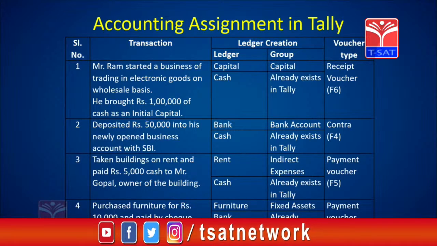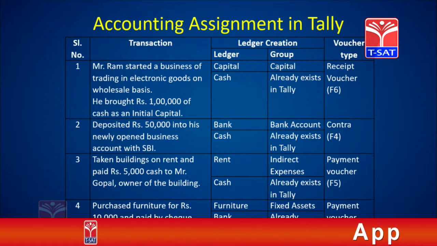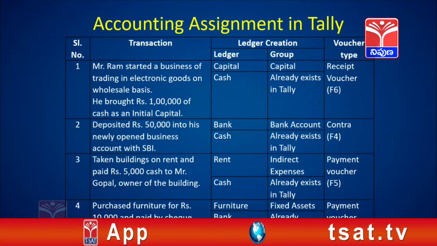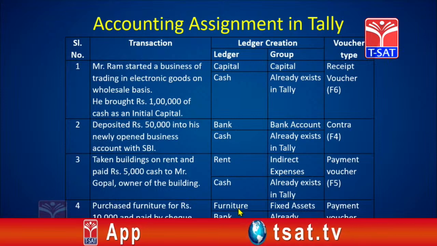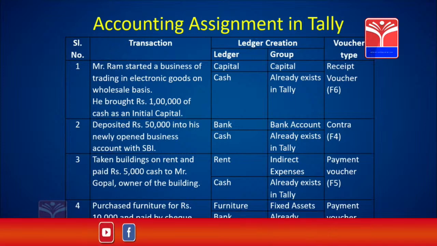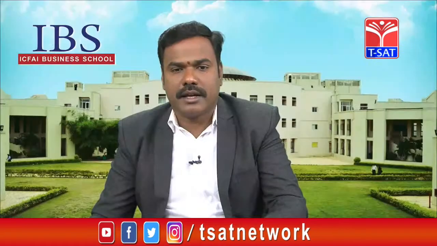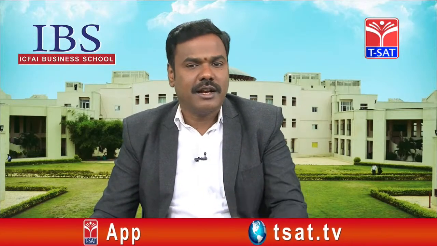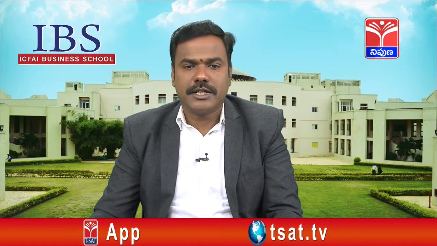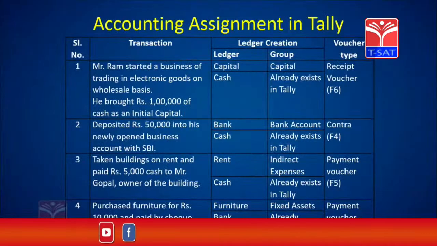Then he purchased furniture by paying 10,000 rupees by check. To enter this transaction, additionally you have to create a furniture account under fixed assets group. The bank account we already created earlier, so there is no need to create it again and again. Once you create the ledger, you can use it for any future transactions which have such a ledger. This purchase of furniture is entered in payment voucher.